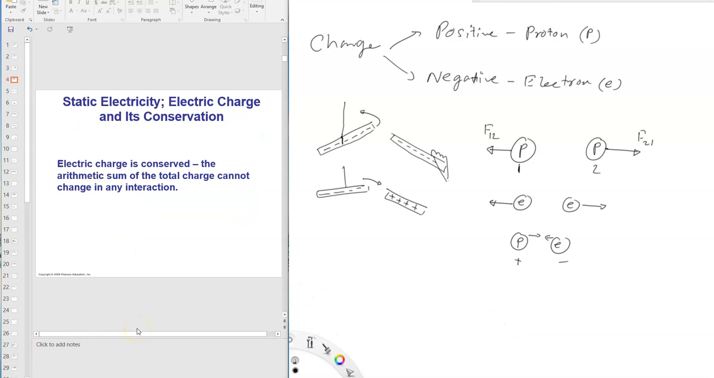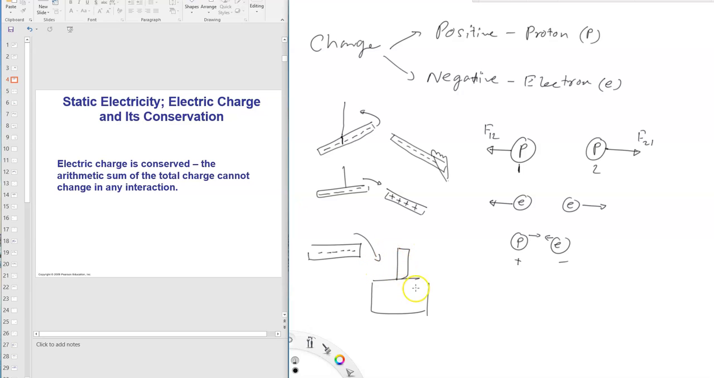Electric charge is conserved. The word conserved, right? The total number, the arithmetic sum of the total charge, does not change in an interaction. What does that mean? For example, let's say you have a charged object, say a bunch of negative charges, and here's another object that is neutral. There are no charges. You bring the first one closer to the second one, and kind of place it on top of it.